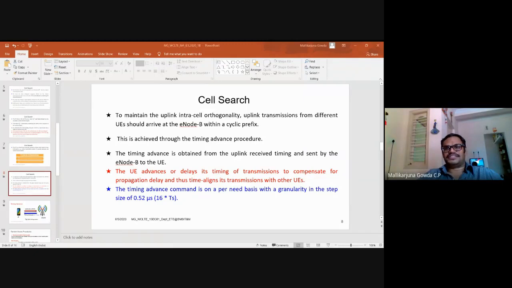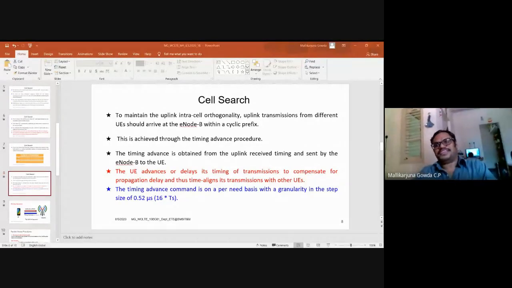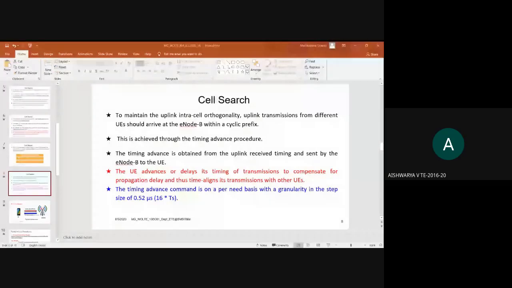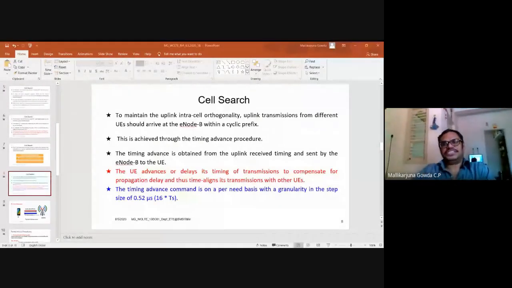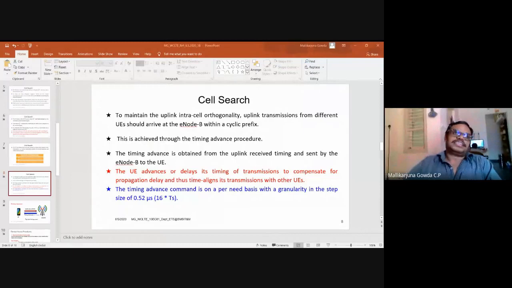So, could you understand what is the cell search procedure? Are you there? Yes, sir. You could understand what is the cell search procedure?